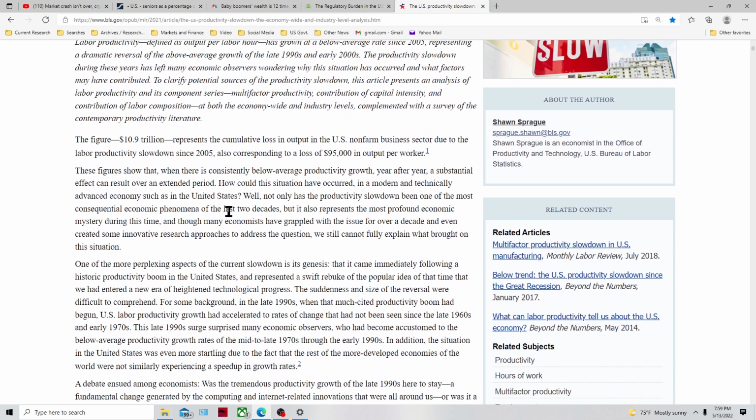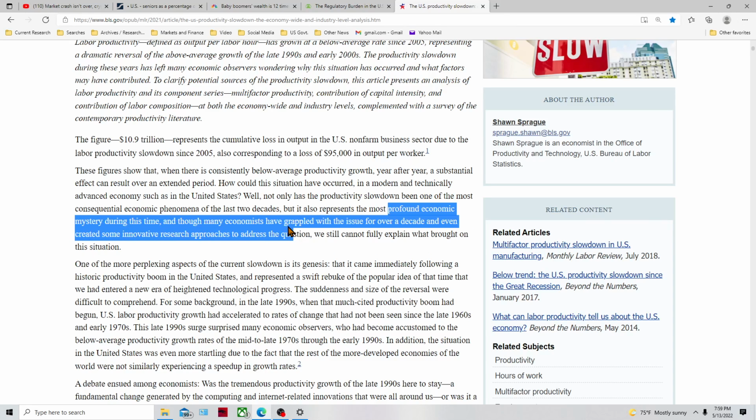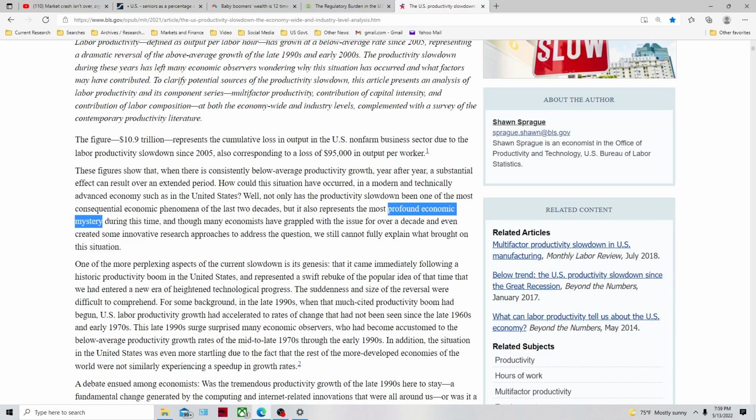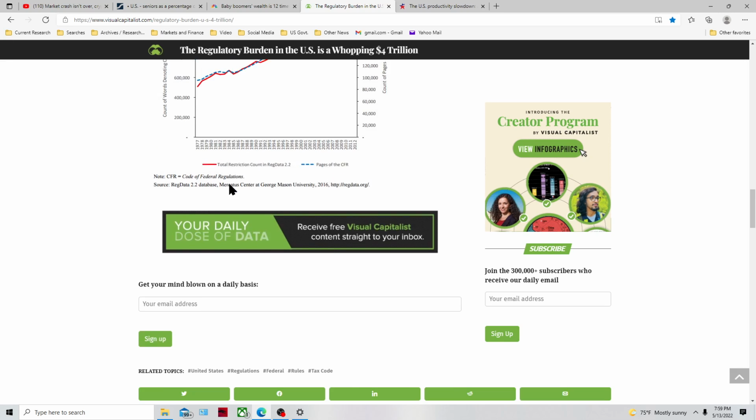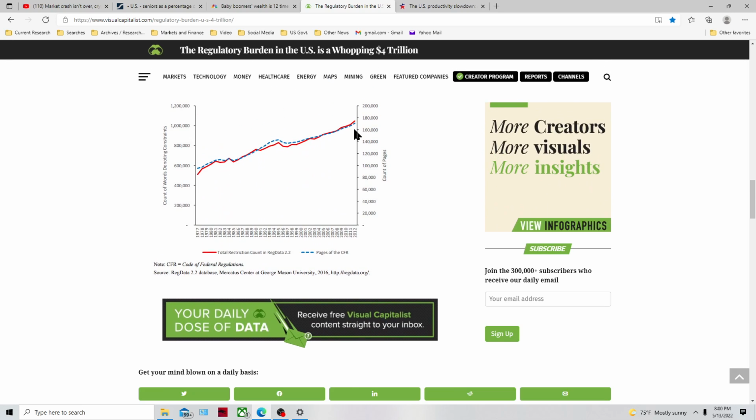Okay, so it says, not only has the productivity slowdown been one of the most consequential economic phenomena of the last 2 decades, but it also represents the most profound economic mystery during this time. How mysterious? It's not mysterious to me why the Bureau of Labor Statistics would find this phenomena mysterious. Obviously, they cannot say that this is partially, at least, because of a regulatory burden that is increasing. We have an increasing regulatory burden, which is sapping productivity from the economy.